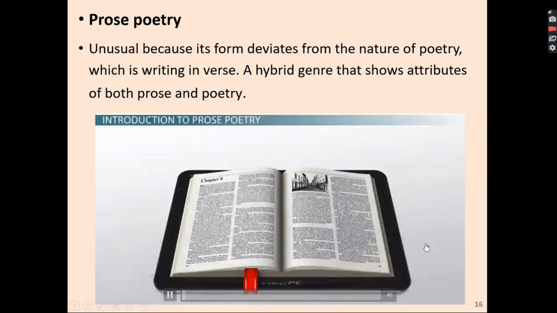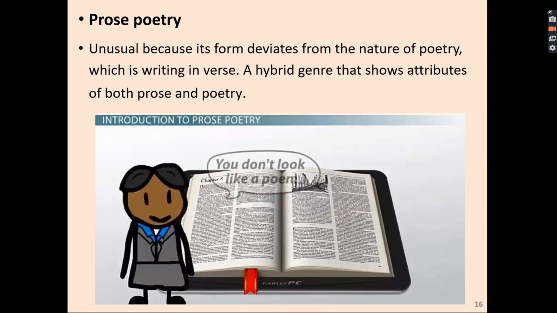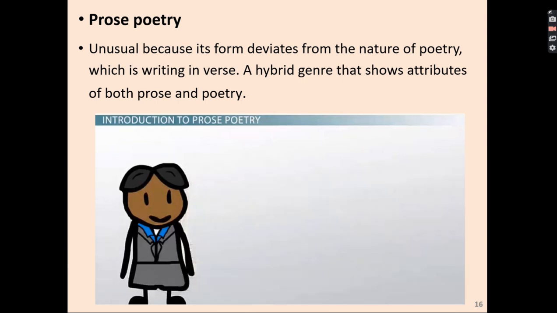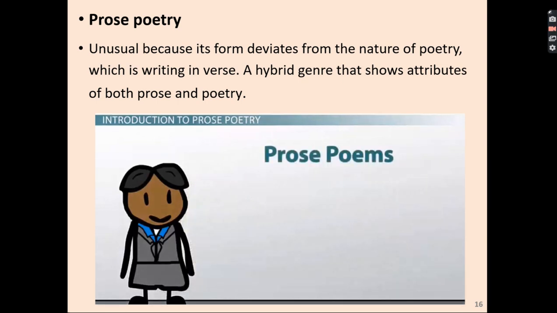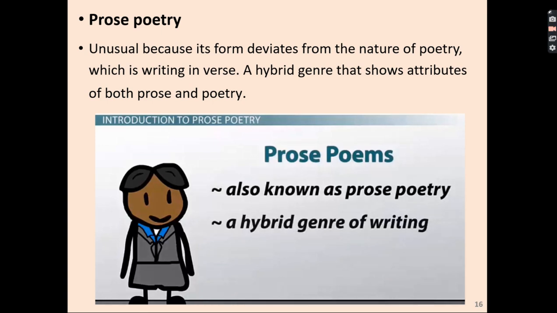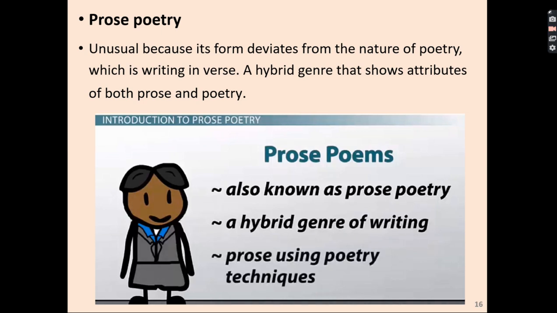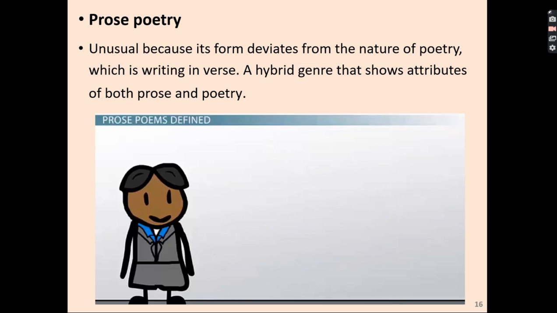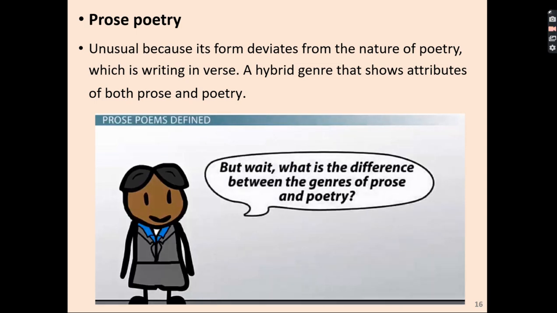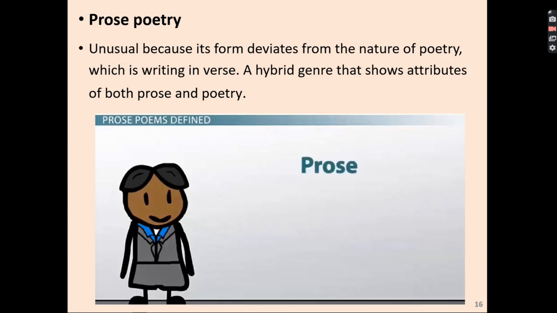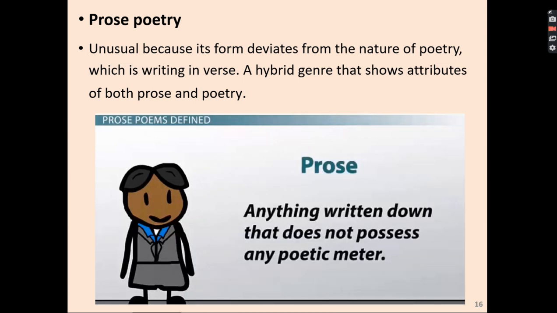Have you ever encountered something that claims to be a poem but looks like prose? For instance, maybe it reads like a lyrical poem, but it's written in paragraph form. If so, you might have come across a prose poem. A prose poem, also known as prose poetry, is an example of a hybrid genre of writing. Prose poems occur when someone writes prose using poetry techniques. Before we can understand what prose poems are, it's important to understand the genres of prose and poetry independently. Prose is anything written down that does not possess any poetic meter.